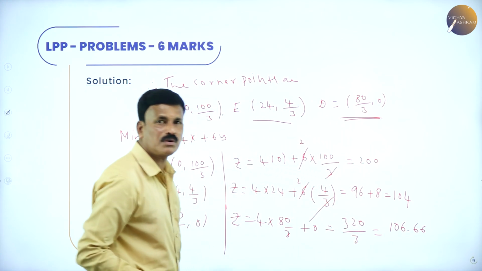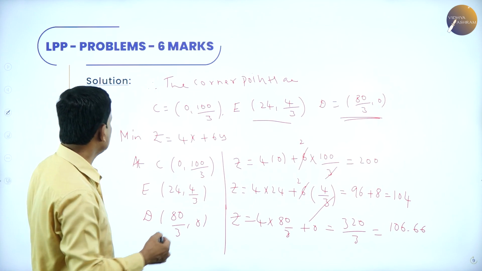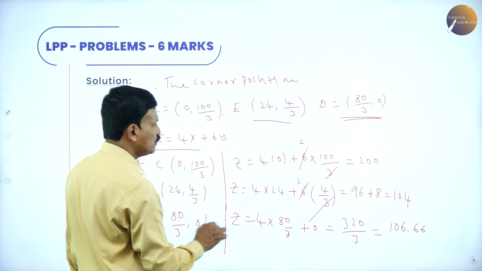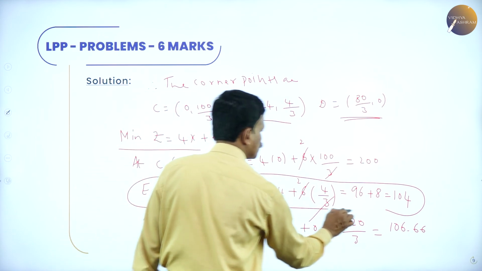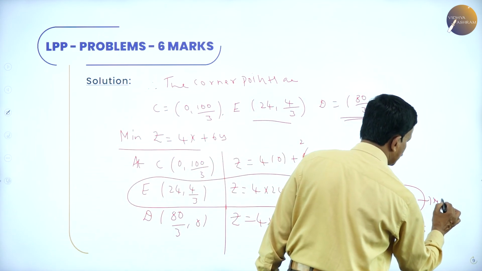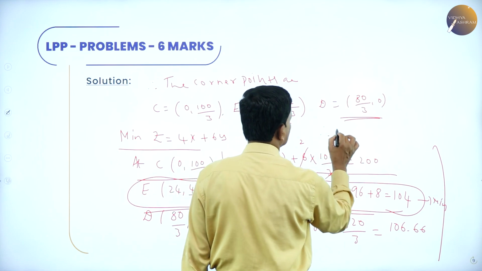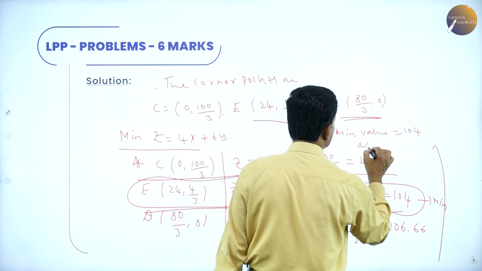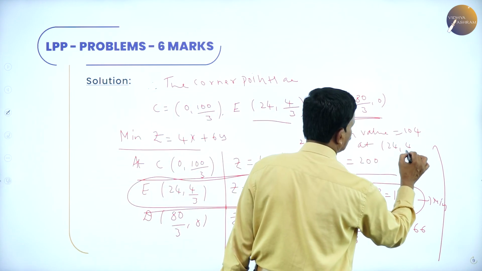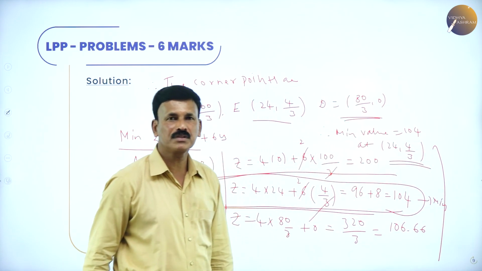Now, the intention is to get the minimum value. What is the minimum value? The minimum value is 104. So the minimum value is 104 at 24, 4 by 3. This is the minimum value of the function.